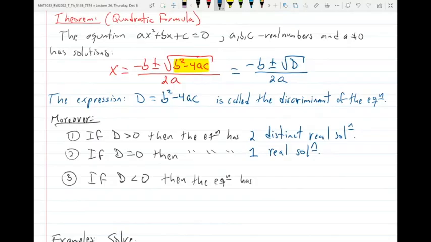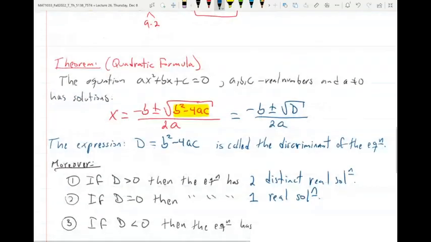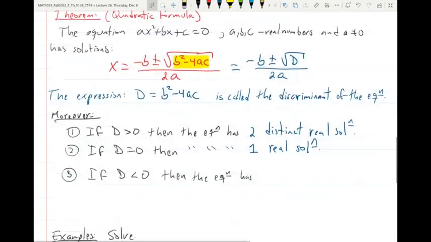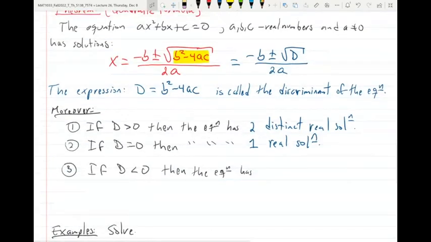And then the other case is if the discriminant is negative. A negative discriminant will mean that you will have a negative number inside this square root. And as you know, if you take the square root of something negative, imaginary numbers are going to pop up. And because they are combined with all of these real numbers here, we call it a complex number. Okay? So if the discriminant is negative, then the equation has two complex solutions.